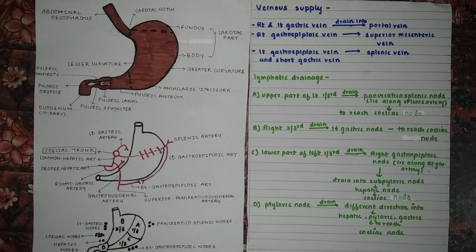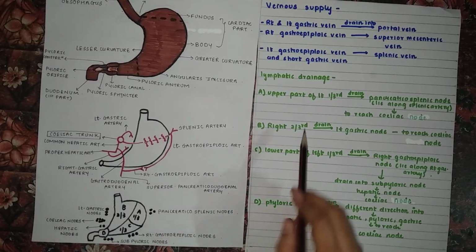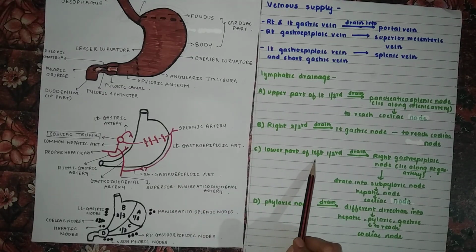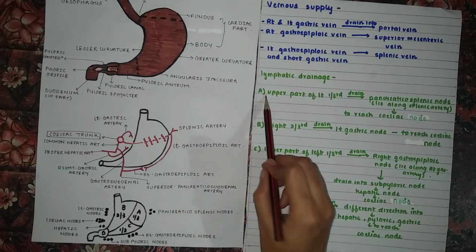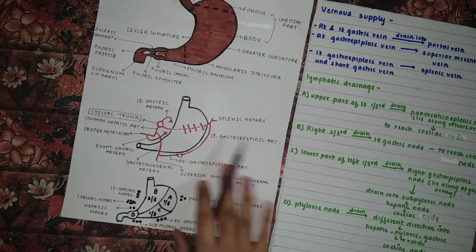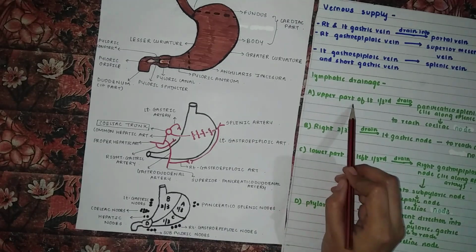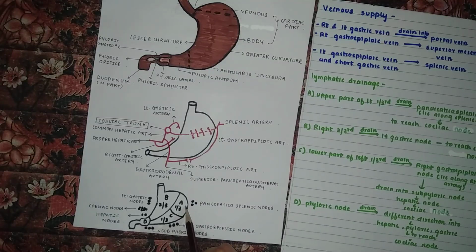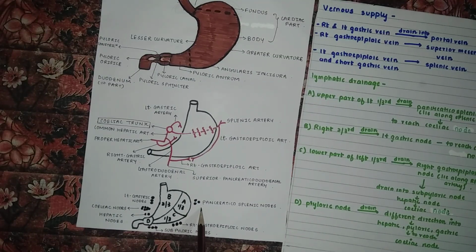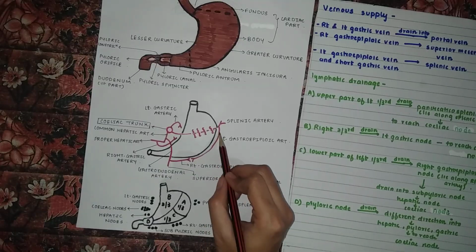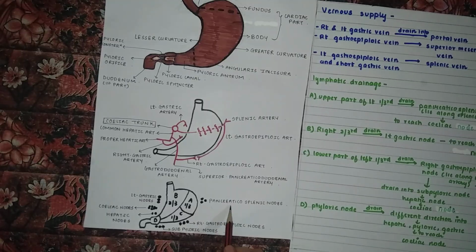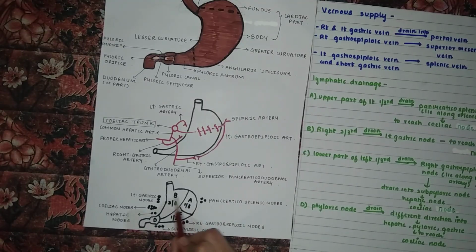The lymphatic drainage of the stomach includes four parts: upper part of left 1/3, right 2/3, lower part of left 1/3, and pyloric node. A, B, C, D, as you can see in the diagram. So upper part of left 1/3 drains into the pancreatico-splenic nodes, which lie along the splenic artery, and then reach the celiac trunk.